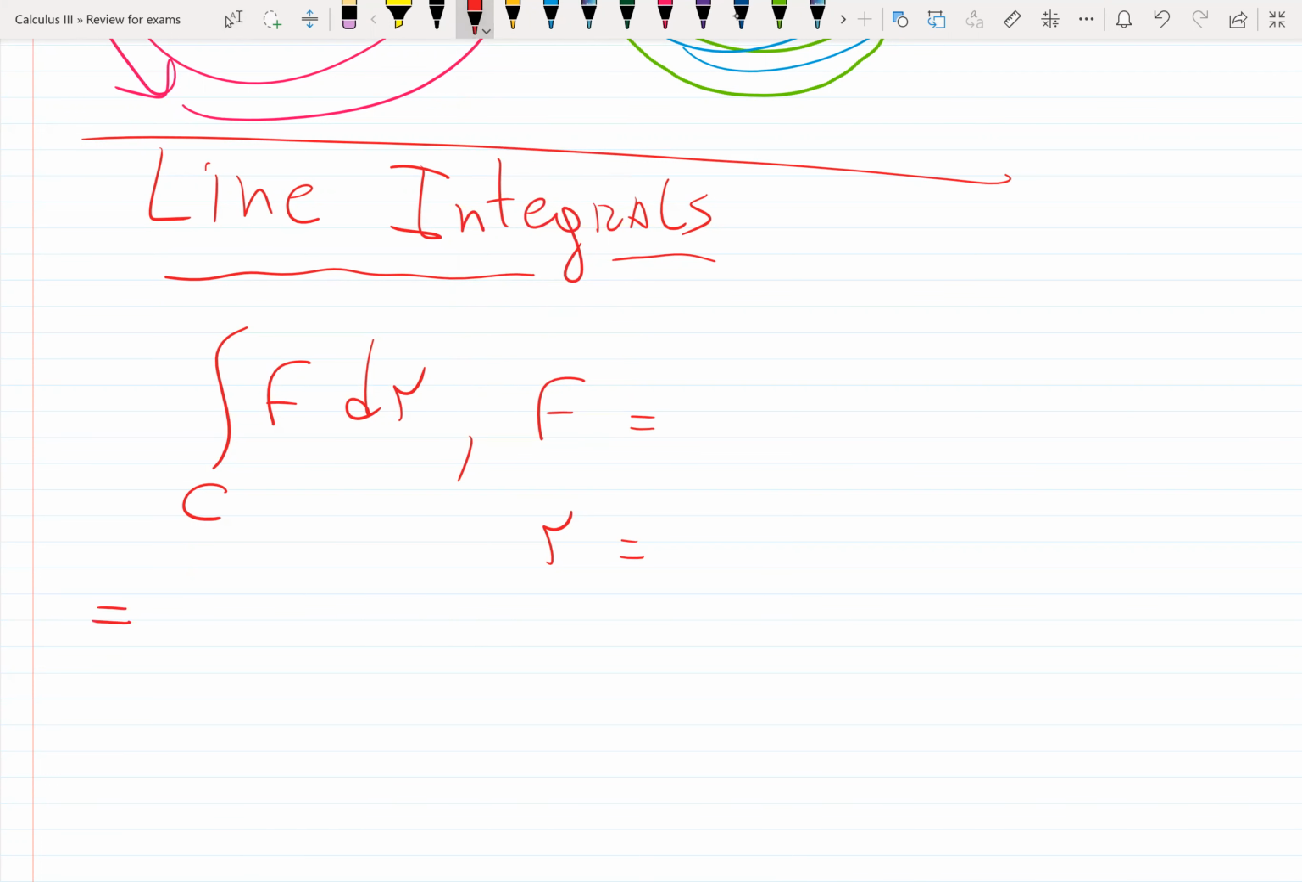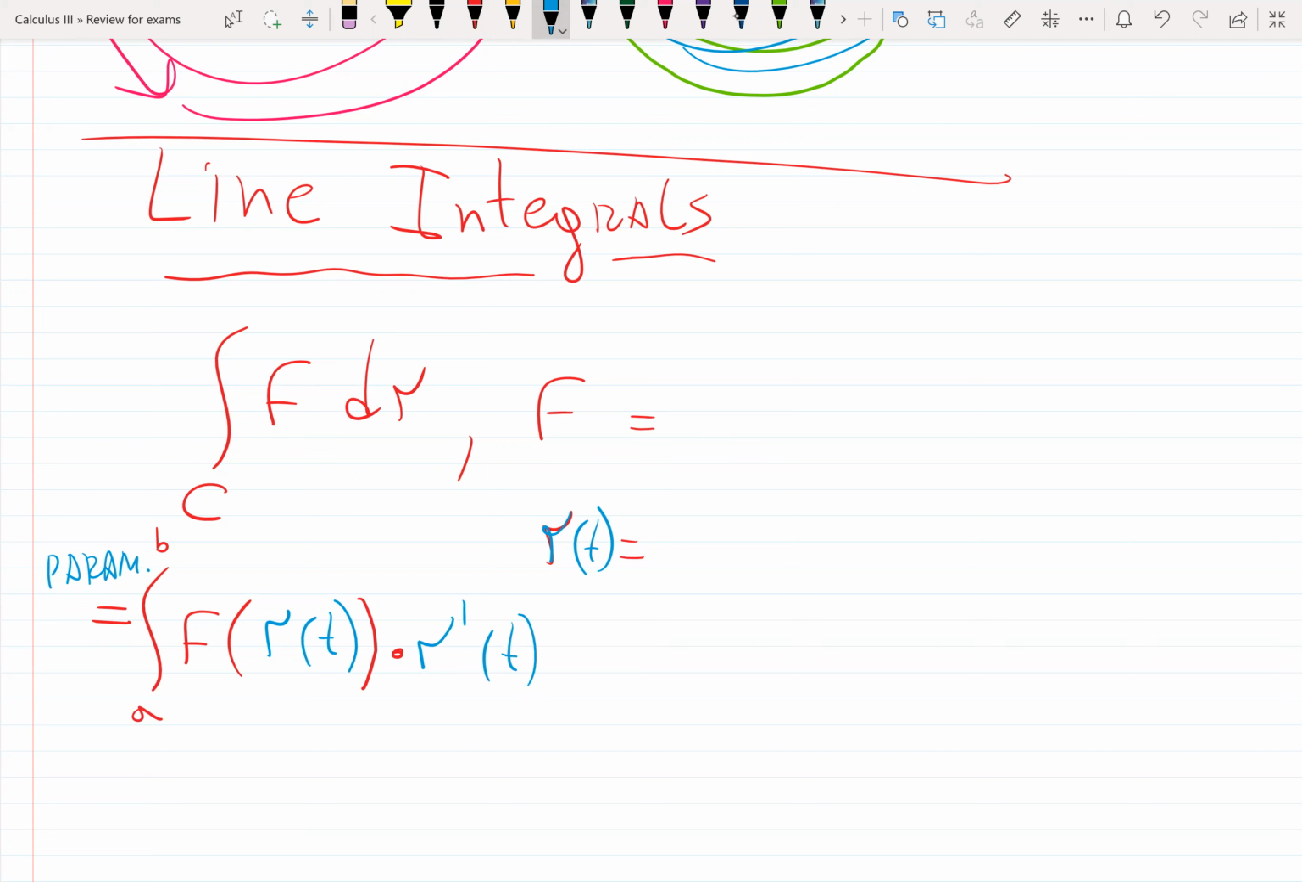Simple one is remembering that this is the integral from a to b of F. You plug in your r, which was given. That is called the parameterization process. You plug in your r, which actually depends on a third variable t, times dr. But remember that dr means the derivative of r, so multiply by r prime with respect to t, dt.